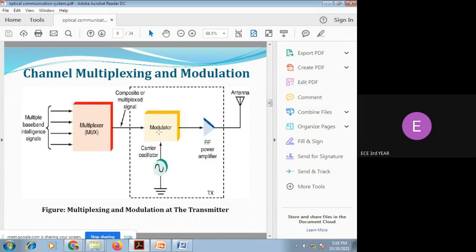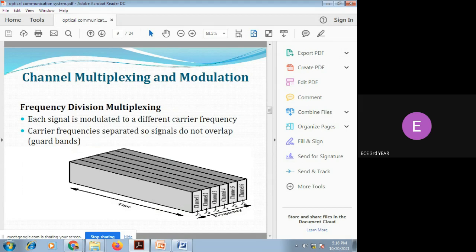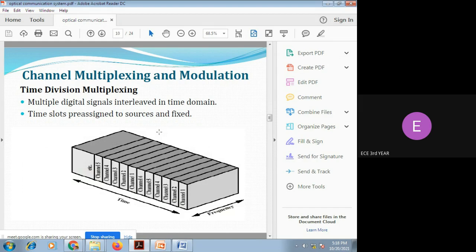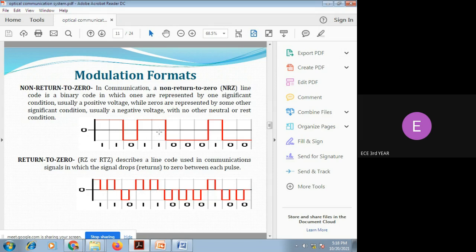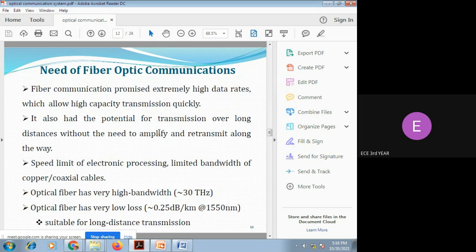This is frequency division multiplexing: based on the frequency, the signal will be multiplexed. Time division multiplexing is based on time, the signal will be detected. Many modulation formats are also available: non-return to zero, return to zero. These are the basic communication processes and communication parameters and the like.